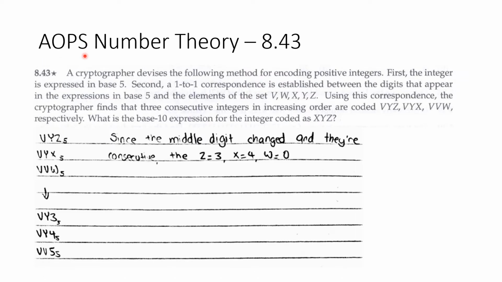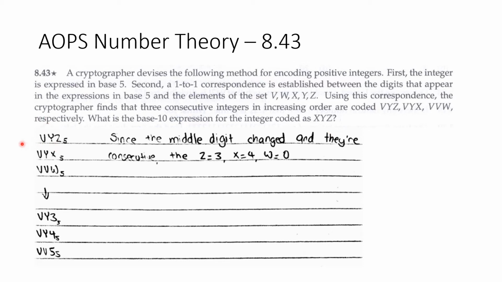AOPS number theory 8.43. A cryptographer devises the following method for encoding positive integers. First, the integer is expressed in base 5. Second, a one-to-one correspondence is established between the digits that appear in the expressions in base 5 and the elements of the set V, W, X, Y, Z. Using this correspondence, the cryptographer finds that 3 consecutive integers in increasing order are coded VYX, VYZ, VVW, respectively. What is the base 10 expression for the integer coded as XYZ?